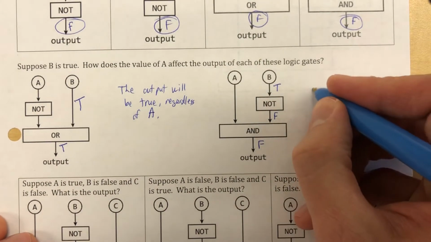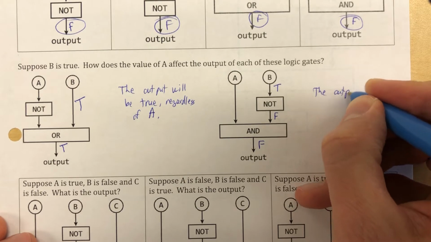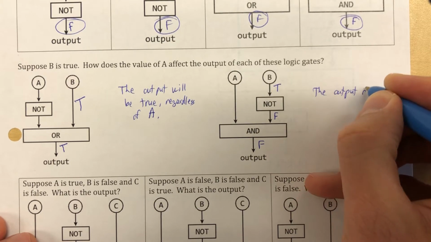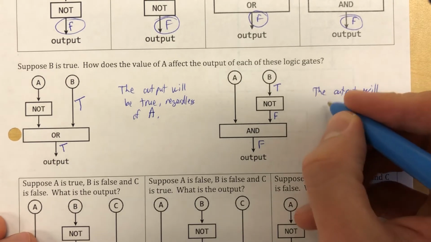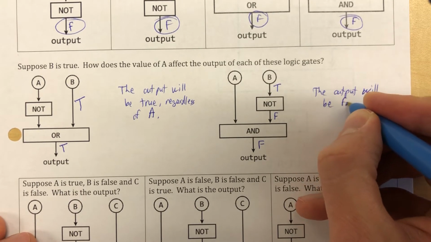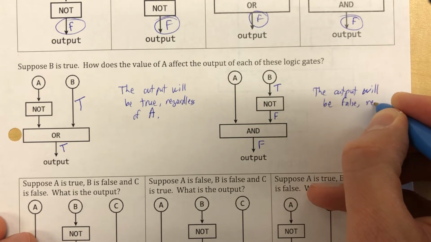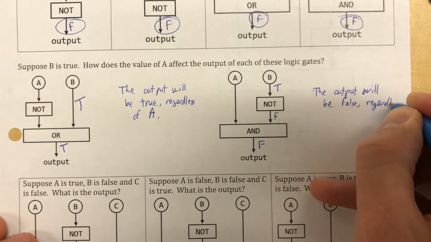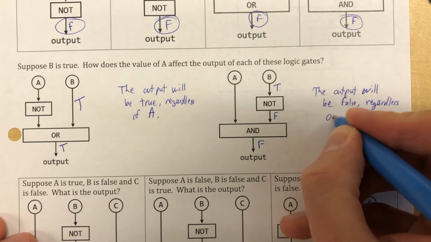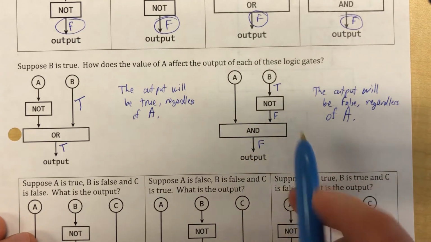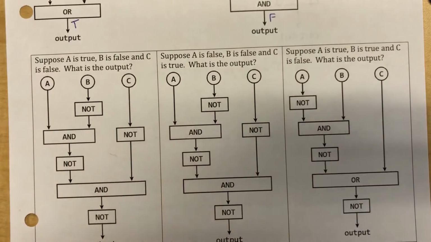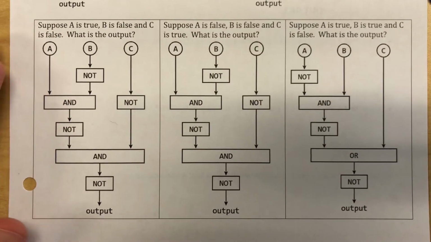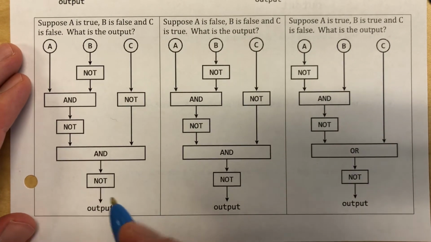So here we go. The output will, my handwriting's getting worse, be false regardless of A. Doesn't matter what A is. When I hit this and with a false, it's false. Okay? All right, now they get bigger, not harder. They get more fun, actually. One day I'm going to make one that fills up a whole room, 12-point font.